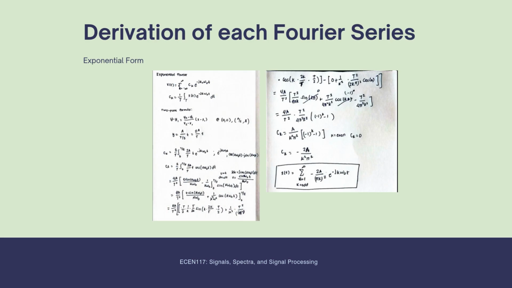The exponential Fourier series represents the triangular wave using complex exponentials. Although this form may appear more abstract, it is widely used in signal processing because it simplifies analysis involving frequency spectra and system responses. This slide shows the derivation of the exponential Fourier coefficients. By expressing sine functions as complex exponentials, the triangular wave is represented as a sum of rotating phasors in the frequency domain.